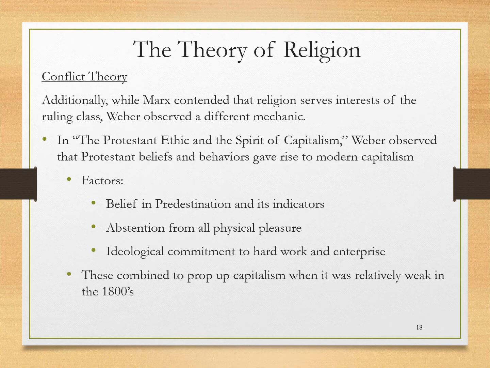Additionally, while Marx contended that religion serves the interest of the ruling class, Weber observed a different mechanic. Weber observed this thing he called the Protestant ethic and the spirit of capitalism. In doing that, he observed that Protestant beliefs and behaviors gave rise to modern capitalism. And this is very much not talking about Christianity as it exists today, but Christianity as it existed in the late 1800s. Specifically, a very specific type of Protestant, what's called Calvinist religious belief.